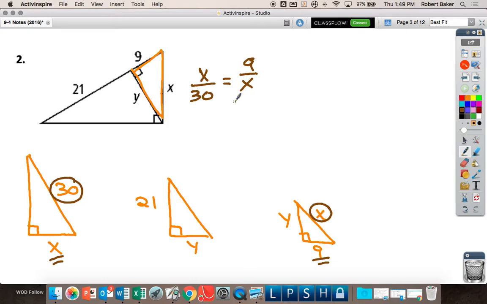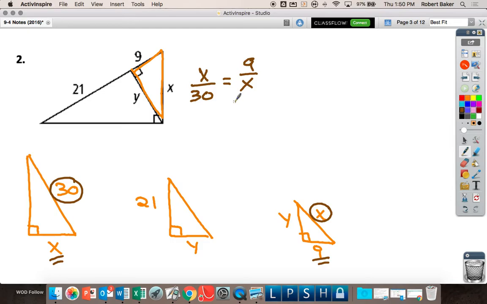Uh-oh. That's not supposed to happen, is it? Do we have a diagonal pair of letters there? Yes, we do. It's called X's. Do they match? Yeah. Success. It's supposed to happen like that. That's a good way to check. Are we supposed to cross multiply? You are supposed to cross multiply.